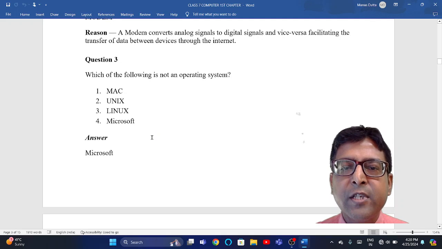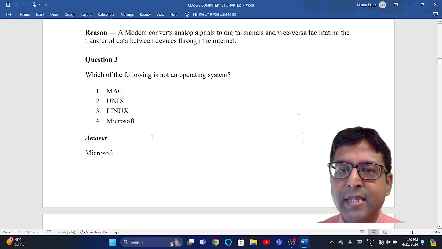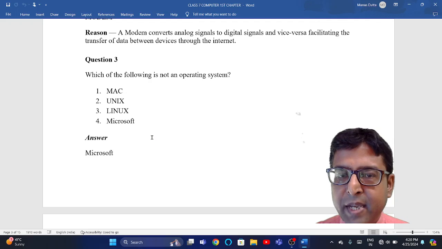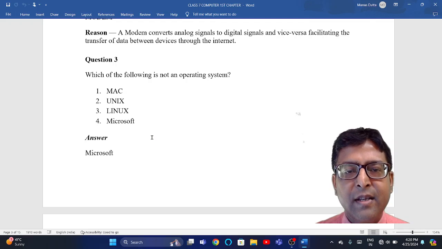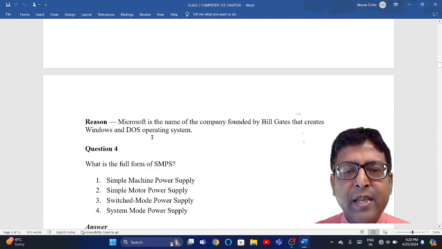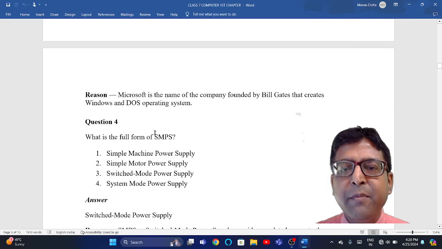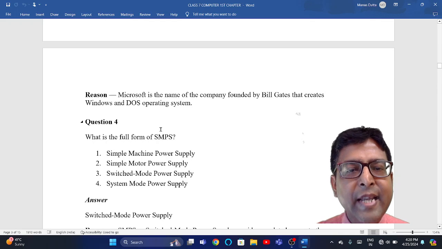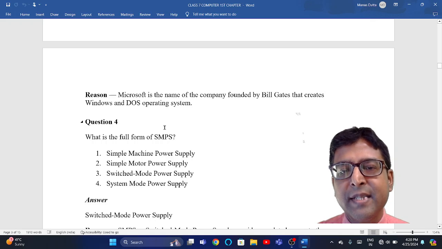Question 3, which of the following is not an operating system? MS-DOS, UNIX, Linux, and Microsoft. Answer will be Microsoft, because Microsoft is the name of the company founded by Bill Gates that creates Windows and DOS operating system.